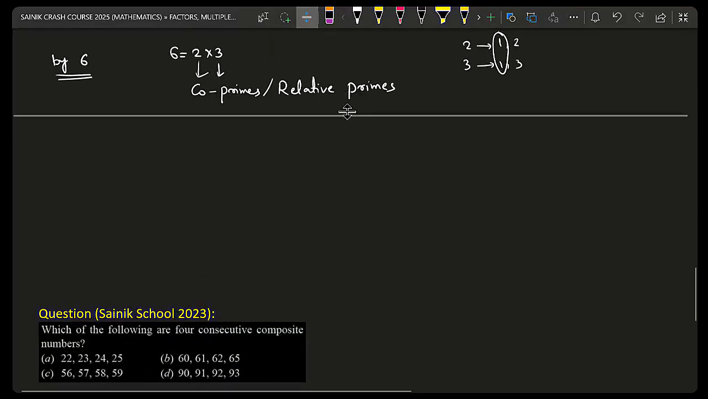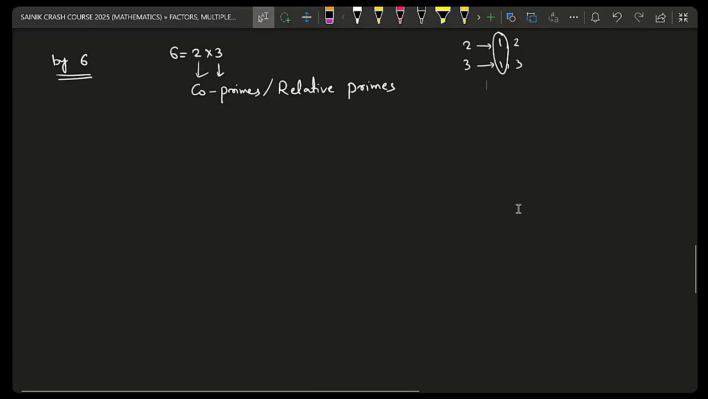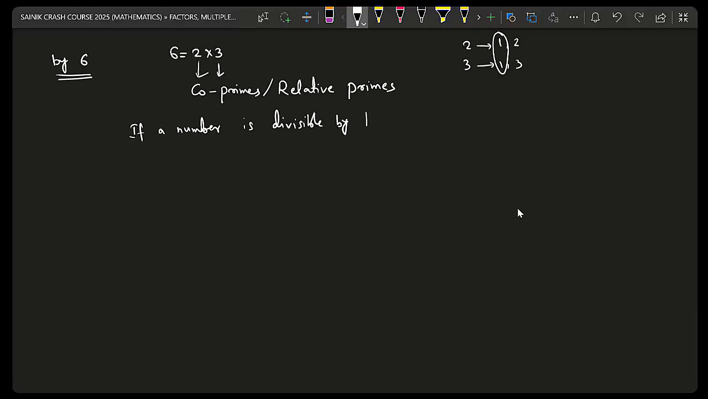Then if the number is divisible by all the factors, then it is divisible by the product. That means if a number is divisible by both 2 and 3, then it is divisible by 6.